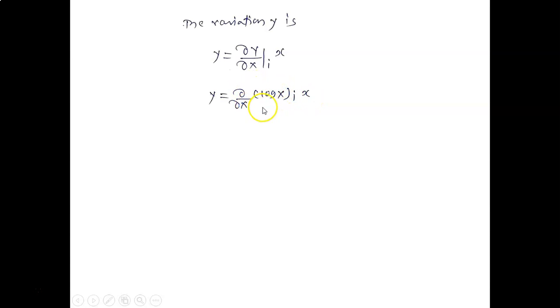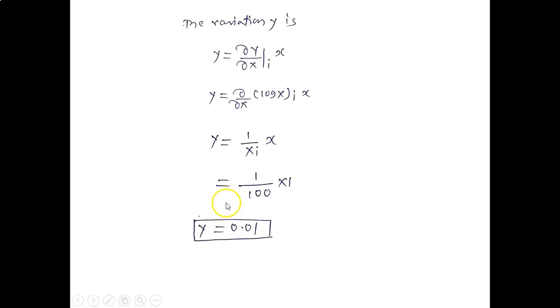Now, what is differentiation of log x? It is 1 upon x. Therefore, small y is equal to 1 upon xi, because this is at the point I, that's why 1 upon xi into small x. Therefore, substituting the values, 1 upon 100 into 1, because small x is equal to 1. Therefore, we are getting small y is equal to 0.01.